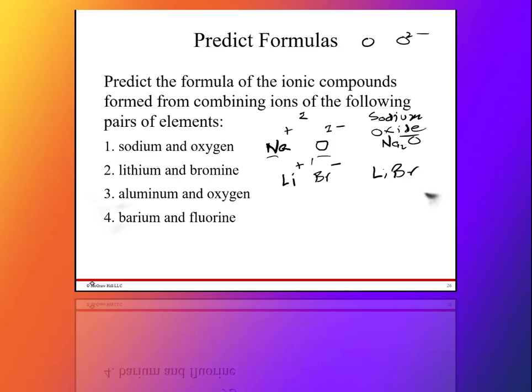Really easy. Next one, aluminum and oxygen. Aluminum is a metal. Oxygen is a non-metal. Aluminum is in group 13. It's going to lose all of its outer shell electrons, 3 positive.